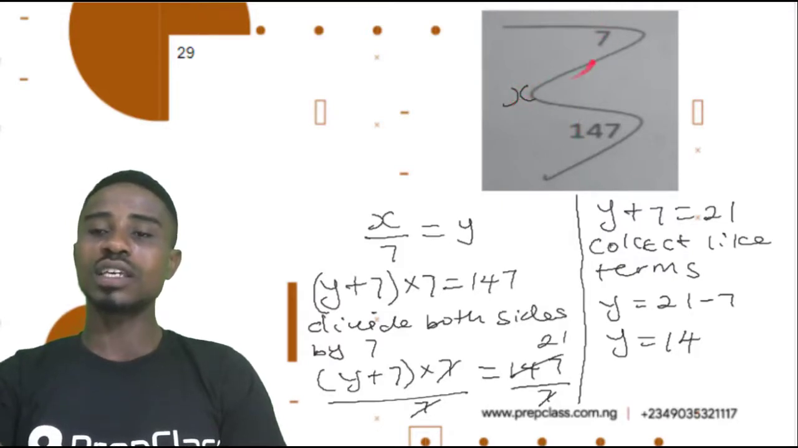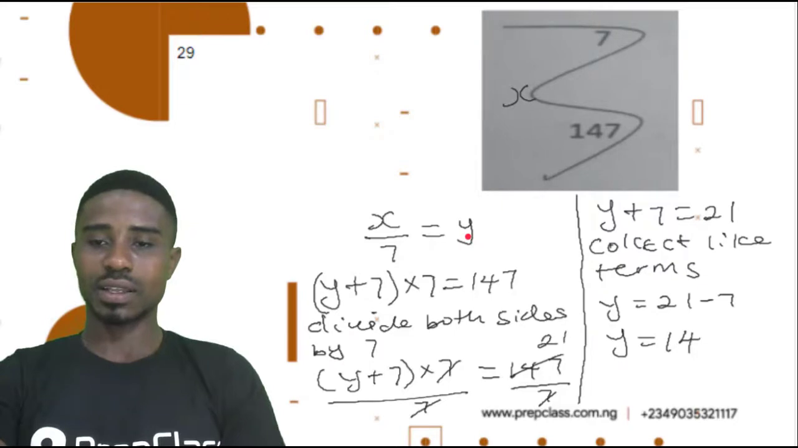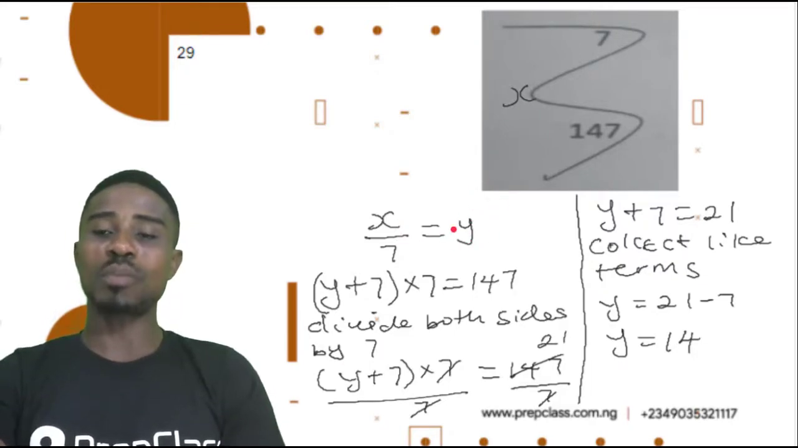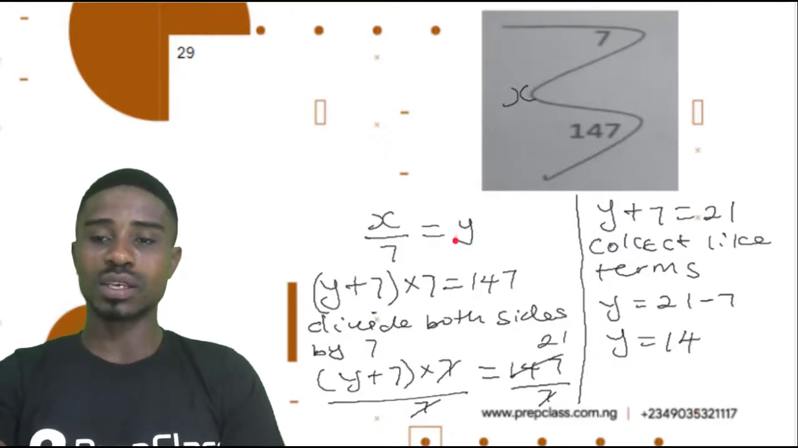So X over 7 is going to give us an answer we don't know, so we'll call it Y. So X over 7 equal to Y. Since we don't know what they are, we are replacing them with alphabets, which we call variables in mathematics. When we solve for these variables, definitely they will represent the values that ought to be there. So X over 7 equal to Y.